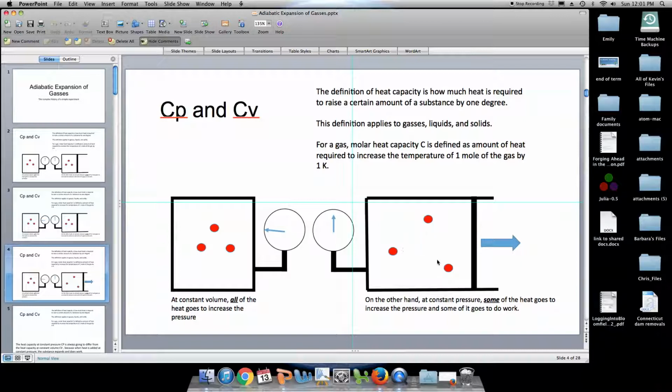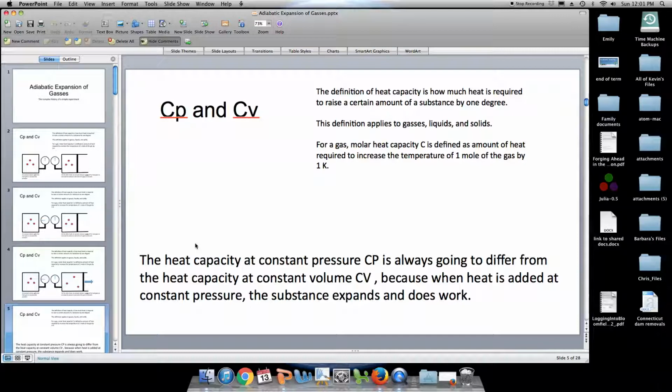The thing is that some of the energy we put into this gas went toward increasing its temperature, and some of the energy we put into this gas went into doing the work of increasing its volume. So the heat capacity at some constant pressure is always going to be different from the heat capacity at some constant volume, because when heat is added at that constant pressure, the substance expands and does work.